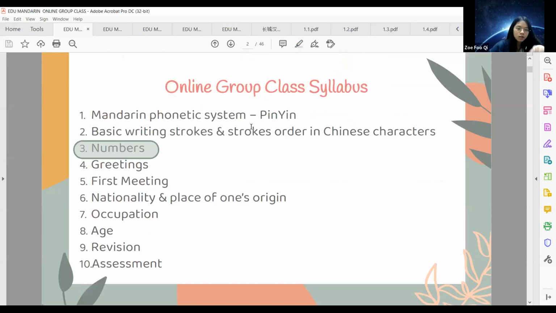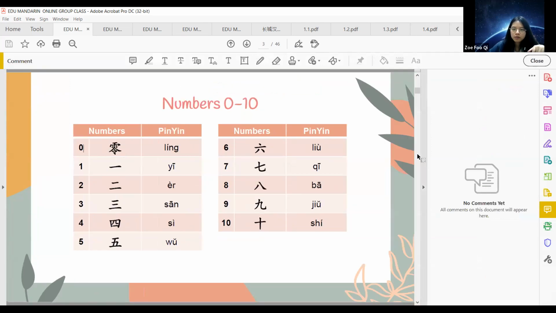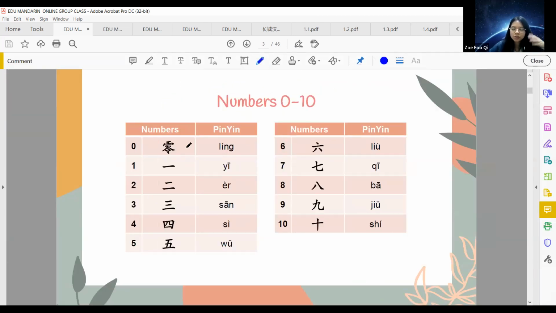Okay, so the numbers. This one is very important as well because we use it in our daily life, and I think it is the most important thing when you want to learn a language. So this one is 0, 1, 2, 3, 4, 5, 6, 7, 8, 9, 10. After you master it, you can already count to 99. This one is actually the same as Malay. But the important thing is only from 11 to 19.